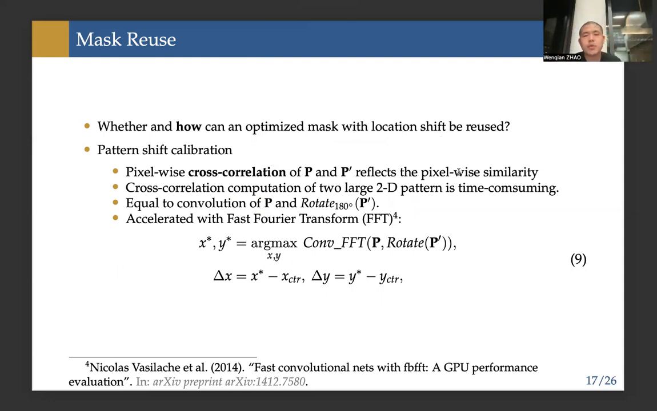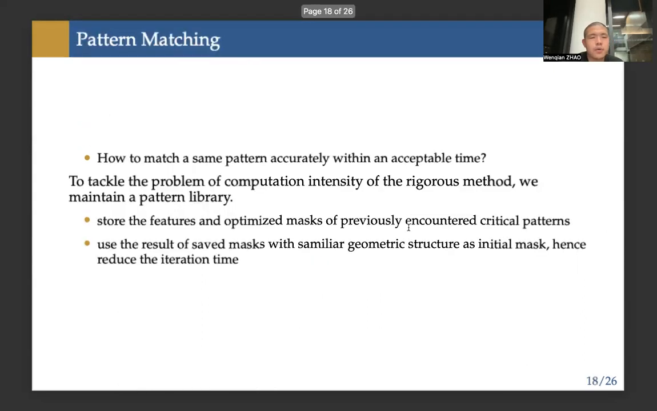By calculating the pixel-wise similarity of the two images. And this can actually be realized by calculating the conv FFT of this P and rotated P. And this can be calculated really fast with many existing tools. So that also answers how. The next question is how to match the same pattern accurately within acceptable time.